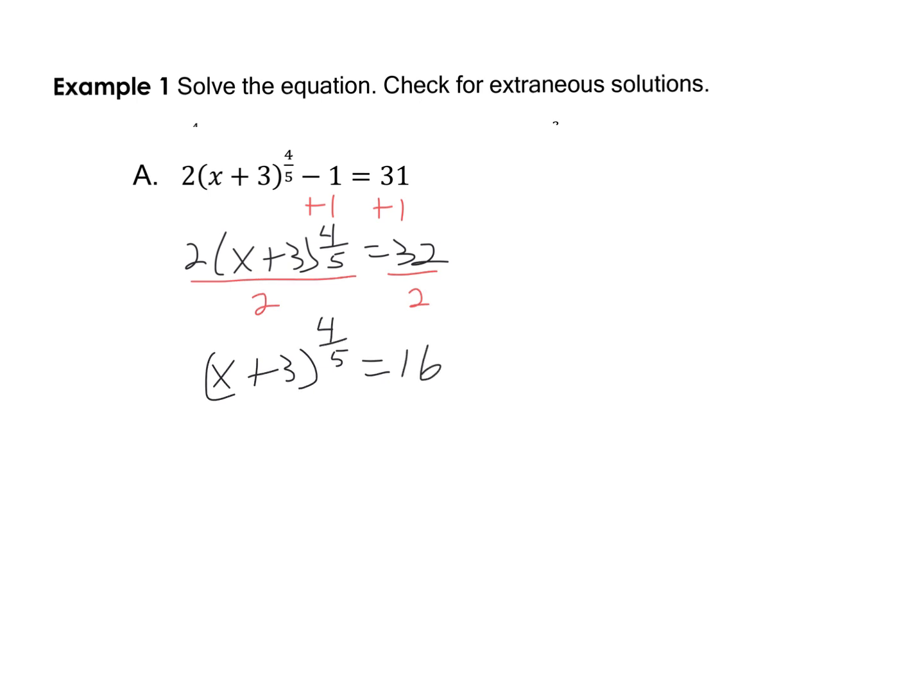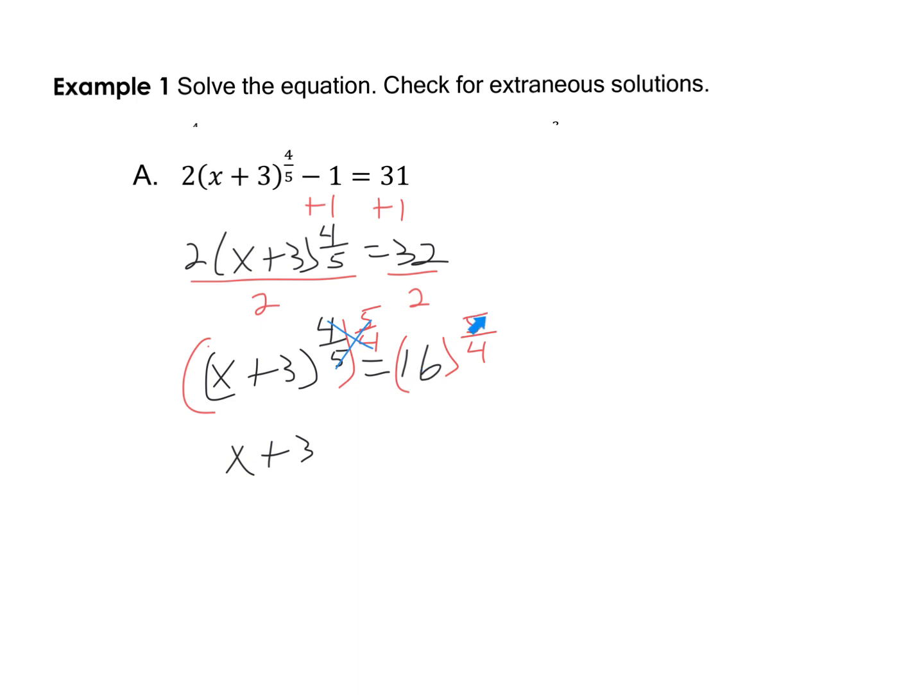Okay, now I have this x plus 3, this binomial, raised to the 4/5. Remember that we can get back to x plus 3 if we raise all of this to the reciprocal power, which would be to the 5/4. So all of this to the 5/4, and therefore 16 to the 5/4 power. All right, well, when we do that, on the left side, we're just left with the x plus 3, because basically this became 1.